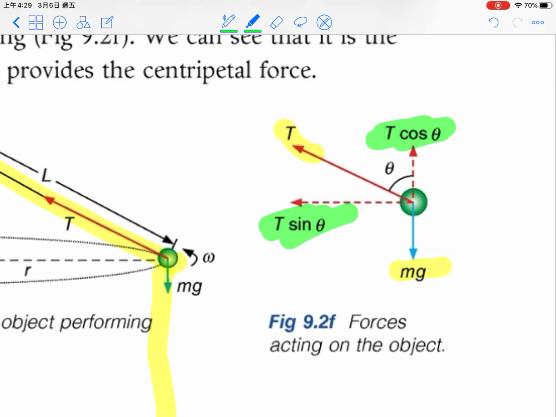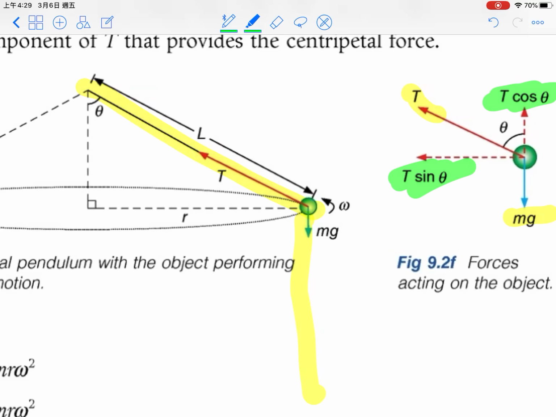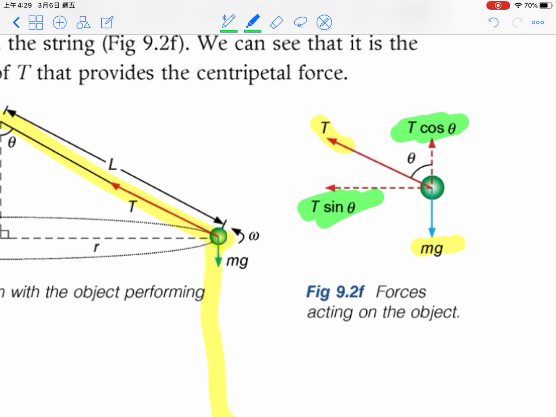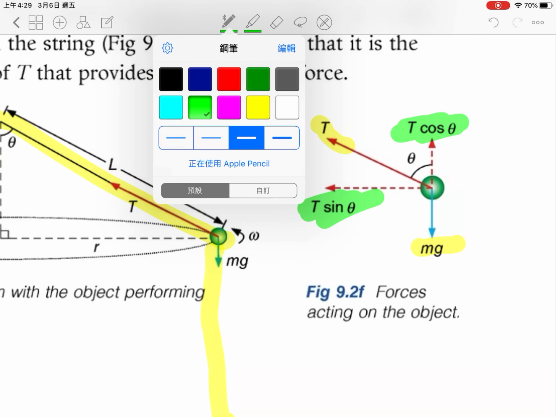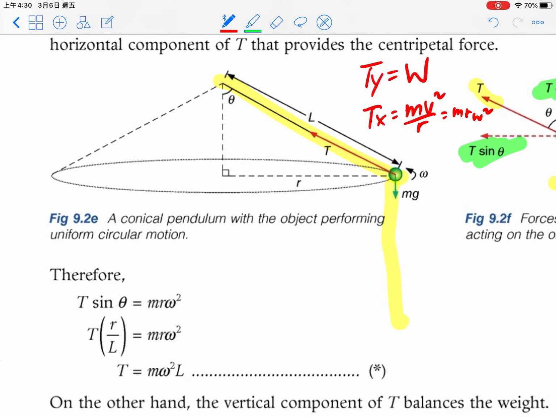Vertically, no net force. Do you agree? Otherwise, it will go down or go up. No net force, so we have the equation here: Ty equal to weight. Because we have to resolve T into Tx and Ty, and Tx actually would give the centripetal force, mv squared over r, or mr omega squared.